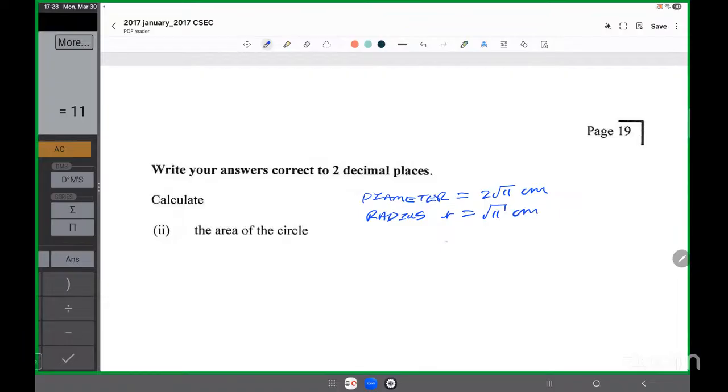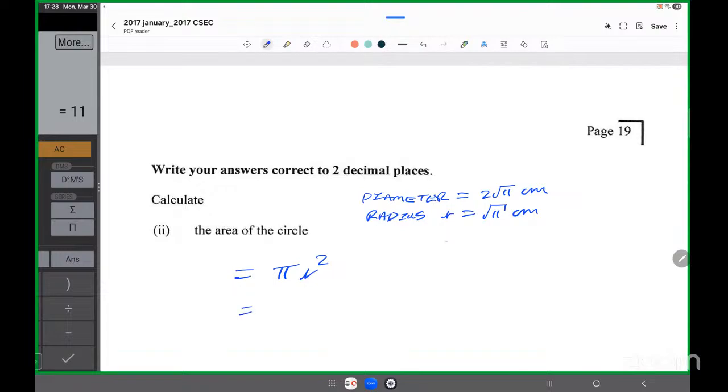The diameter is 2 times the square root of 11, then the radius is half of that, square root of 11. We're using that now. Area of a circle is what? Pi r squared, isn't it? Pi r squared.